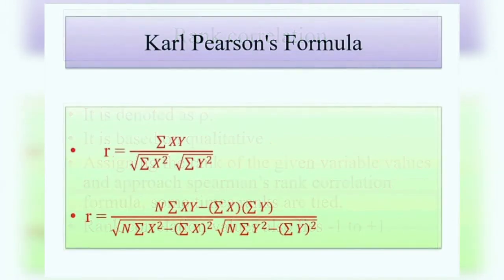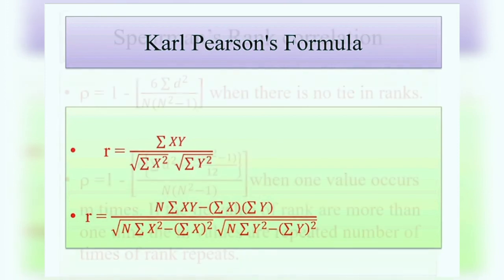Then the Karl Pearson coefficient formula: R equal to summation xy divided by root of summation x squared, root of summation y squared. The next one is Karl Pearson's formula: R equal to n into summation xy minus summation x summation y, divided by root of n into summation x squared minus summation x whole square, root of n into summation y squared minus summation y whole square.